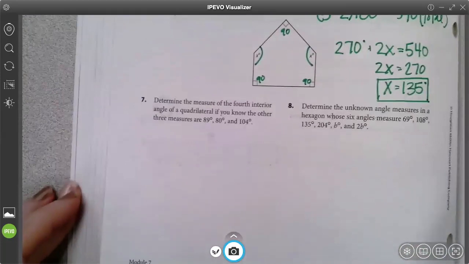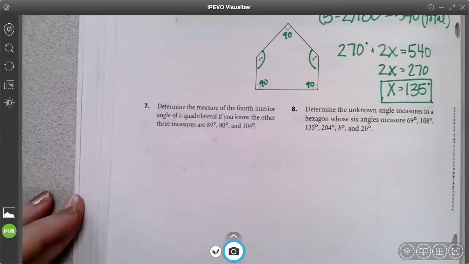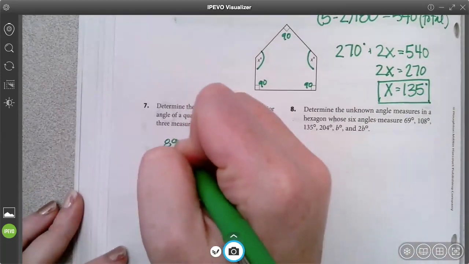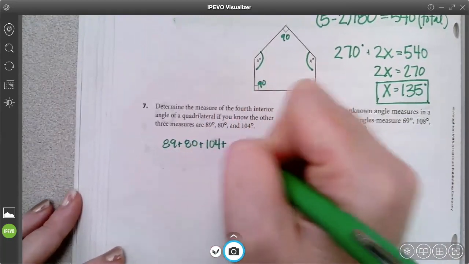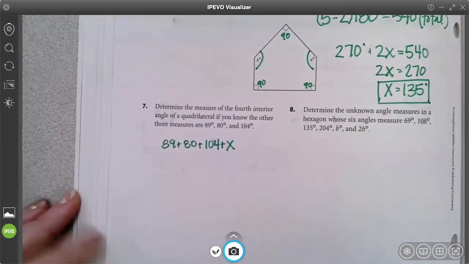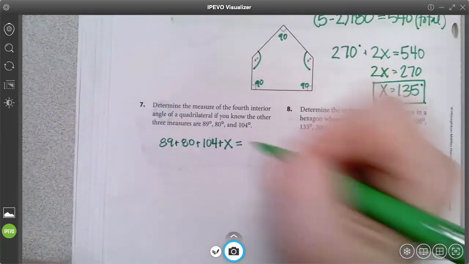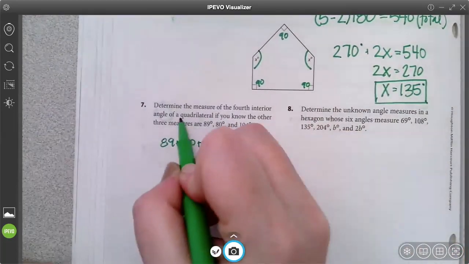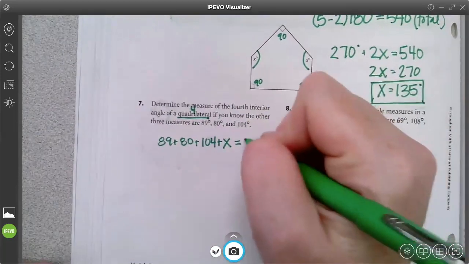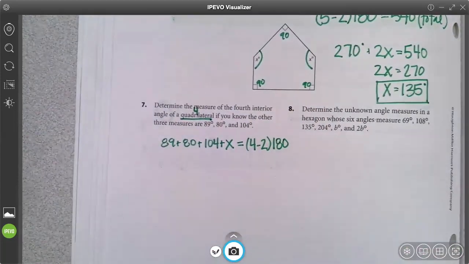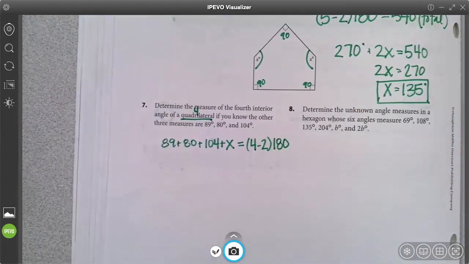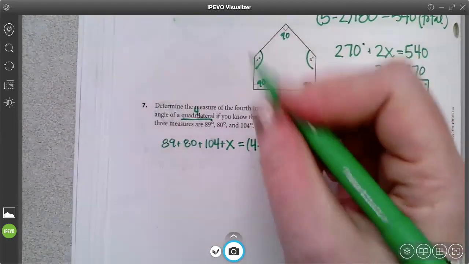Number 7, determine the measure of the fourth interior angle of a quadrilateral if you know the other 3 measures are 89, 80, and 104. So we have 89, 80, 104, and our mystery angle, which we're going to use as an x. And the sum is going to have to be, well, quadrilateral has 4 sides, so this is 4 minus 2 times 180. And you simplify with your calculator or by hand.